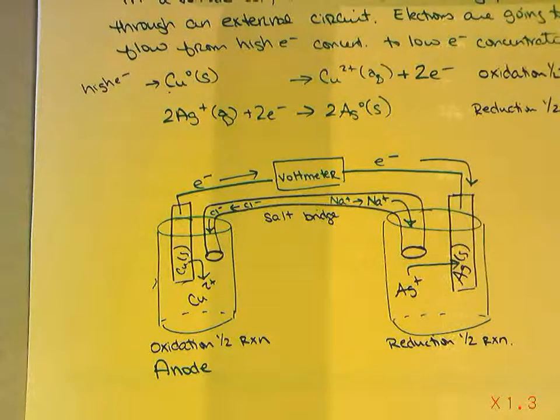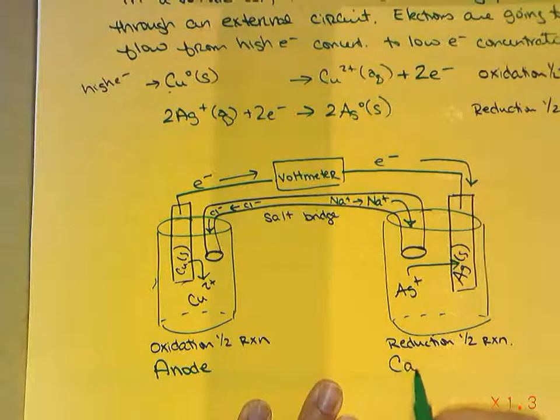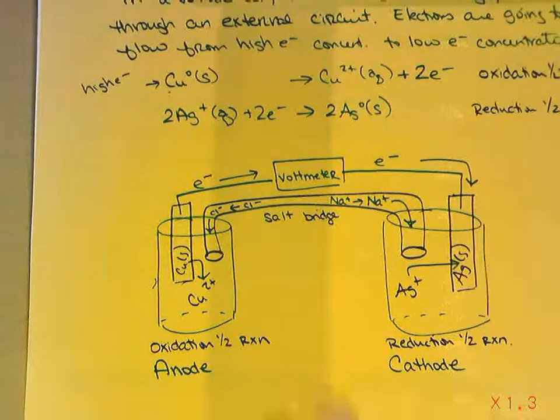Anyone know what the other one's called? Cathode. So the cathode is where the electrons end up, and they pull the electrons into solution. So that would be like low electron? It's a low electron concentration initially, right? Eventually it all evens out, at which point your battery's dead.